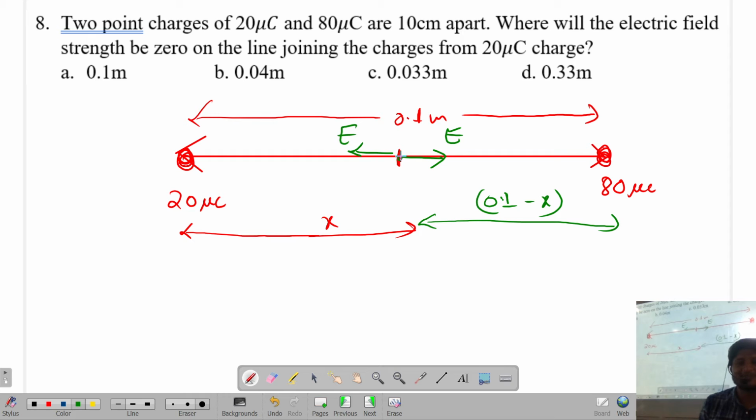So now look over here. At this point P, 1 by 4 pi epsilon naught, 20 microcoulomb, convert into coulombs, 20 into 10 to the power of.